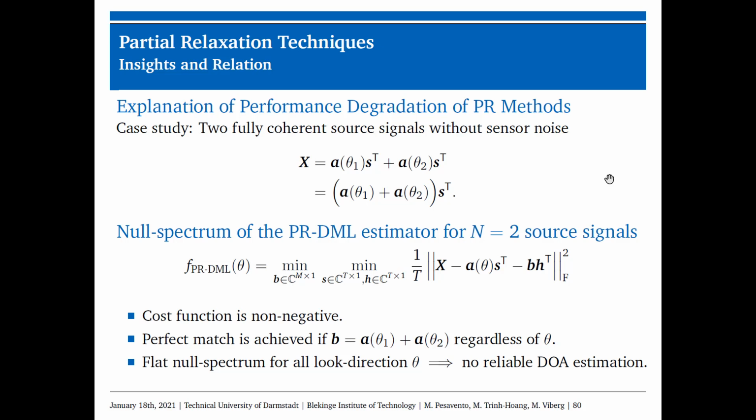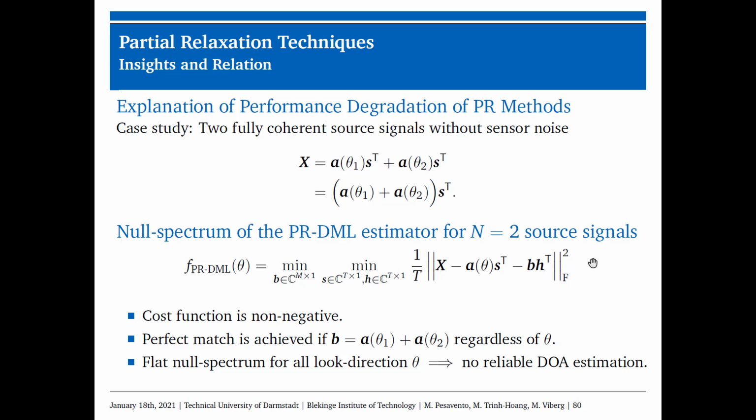Then the received signal is a matrix of rank 1, given in here. If we apply the PRDML method, then for each candidate direction of theta, we have to find an unstructured b vector such that this cost function here is minimized. As b is unstructured, we can choose b to be the sum of two original steering vectors given in here, and therefore we can achieve a perfect match for all possible candidate directions.